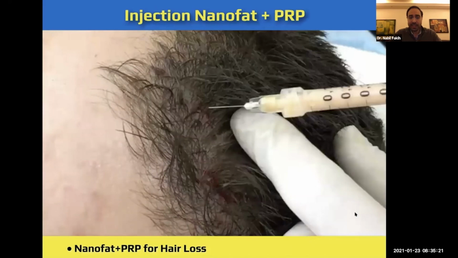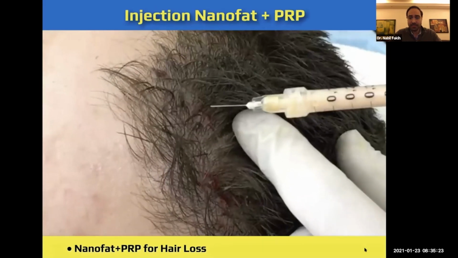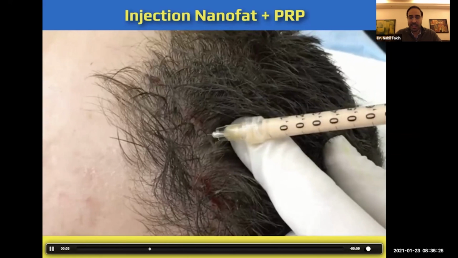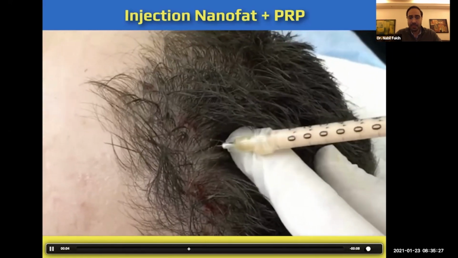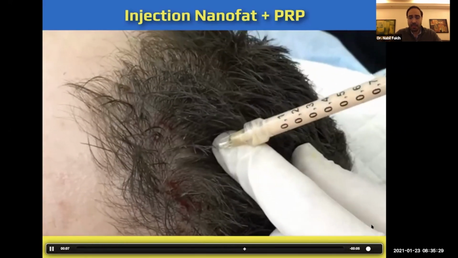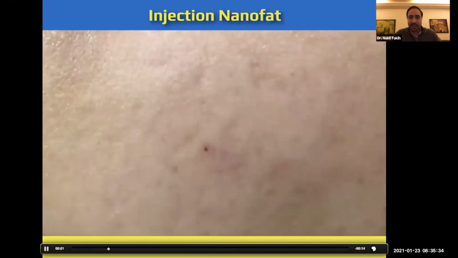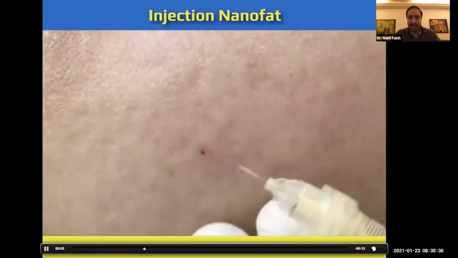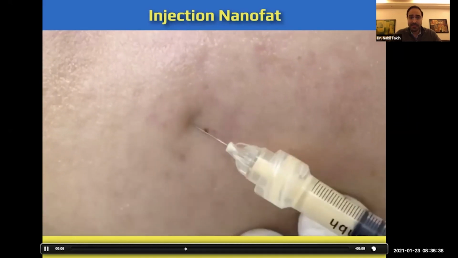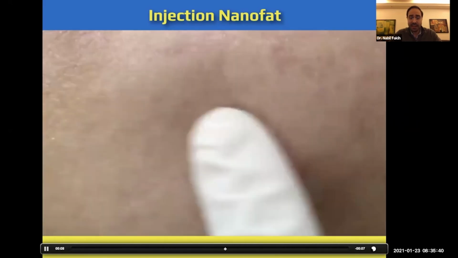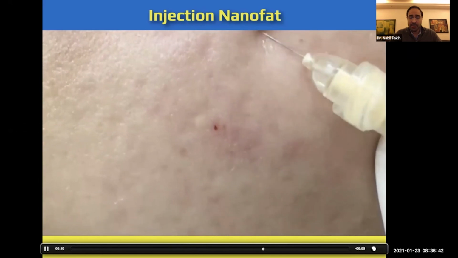For hair indication, you can inject nanofat. You can inject nanofat for hair indication, as you could see, as if you are injecting PRP. Also, you can inject nanofat for scars and to improve the quality of the skin. And for sure, the best is emulsified fat and some SNIF if they are a bit deep. So I use these two.